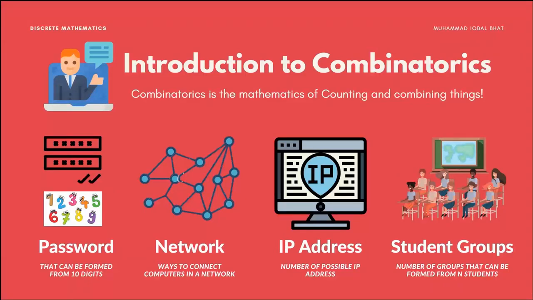What is combinatorics? In simple words, we can say that it is the mathematics of counting and combining things. In mathematics, as well as in computer science, as well as in our day-to-day life, we encounter a number of counting problems. And we have to come up with the answer without listing those cases or those combinations.